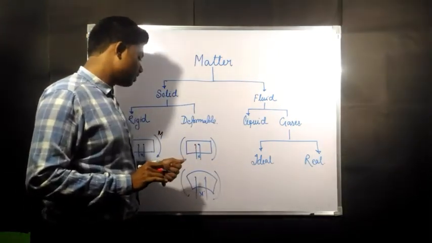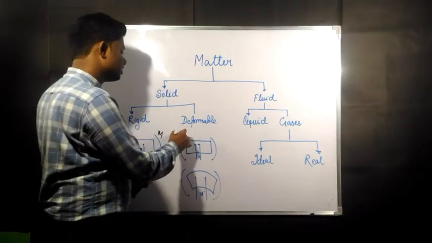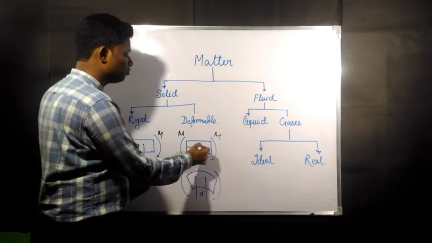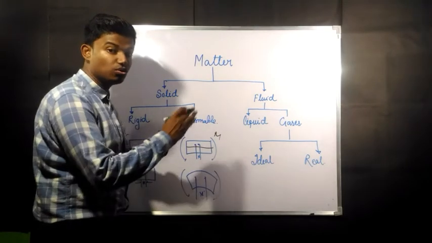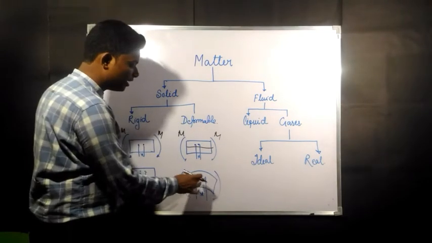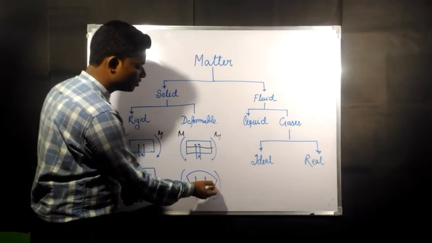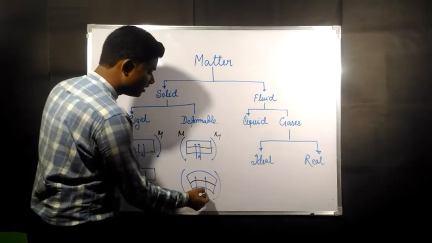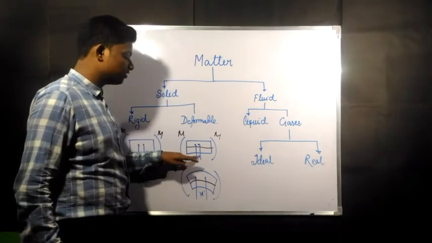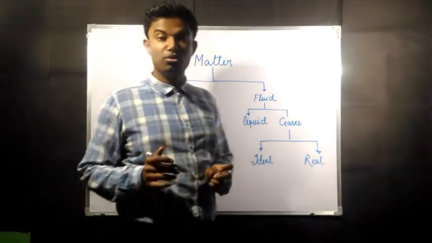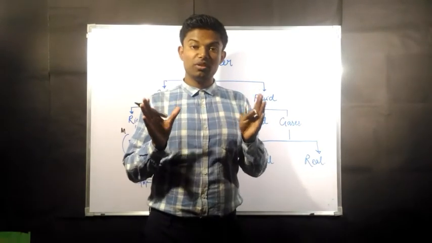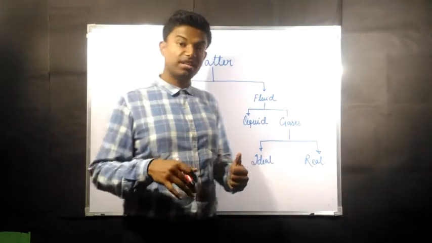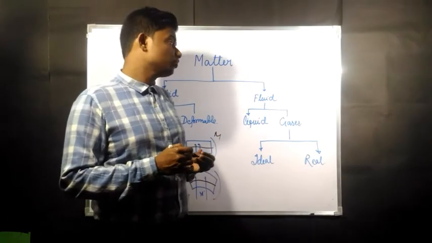Whereas in deformable, if I apply the load in terms of moment, this will try to bend, and the molecules above the neutral axis will try to go apart. Due to the bending, these molecules above the neutral axis will go apart and form a new distance, that is x dash, which is larger than this one. That means in deformable, the relative position of the molecules changes when the load is applied, and when the load is removed, it tries to gain back its original position.